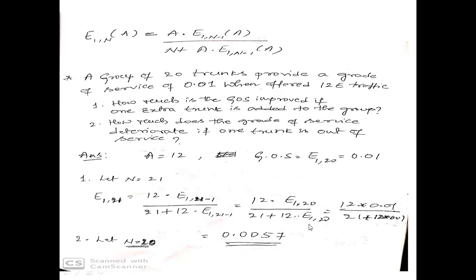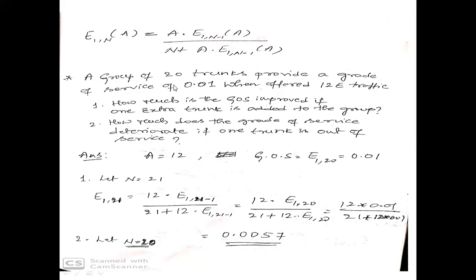This E(1,20) is nothing but 0.01, which is given in the question. They are providing the grade of service of the system if there are 20 trunks available. You plug in the same value and you'll get an answer like 0.0057. This is the grade of service of the system if a system were to have 21 trunks.